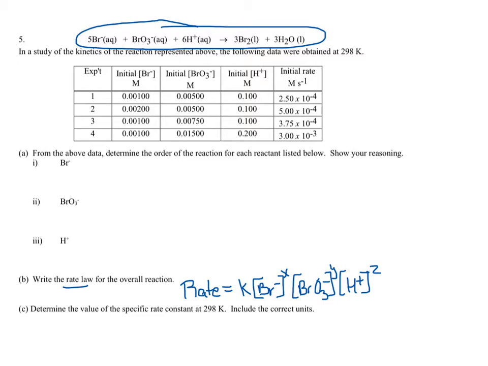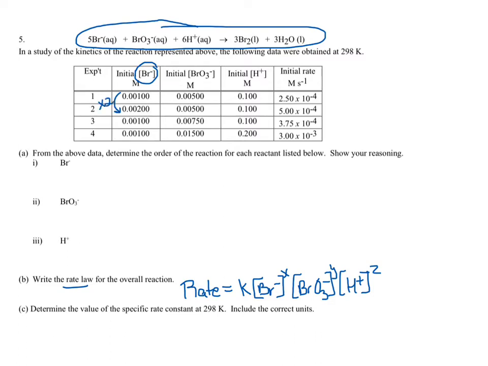So let's examine that chart. What I want to do is, one at a time, figure out the orders or the exponents for these particular reactants. So if I want to observe the order for Br minus, just like in any experiment, if I want to observe the effect of just one thing, I want to choose trials where everything else possible can be held constant. So if I look at experiments 1 and 2, the Br minus concentration is doubling.